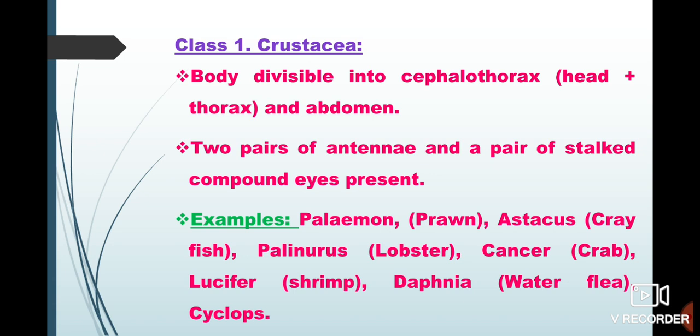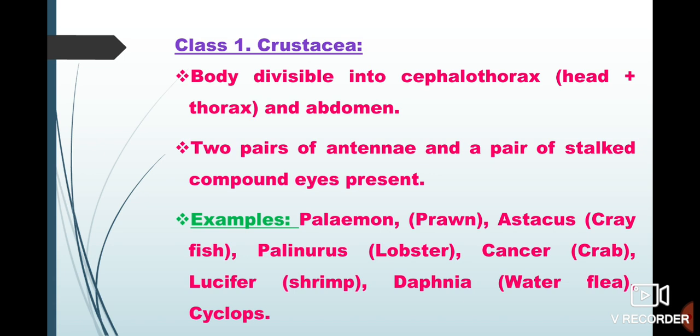Crustacea have a body which is divisible into cephalothorax and abdomen. Cephalothorax means the head and thorax are fused together. Dorsally, the cephalothorax is covered by a thick exoskeleton, the carapace, and there are two pairs of antennae and a pair of stalked compound eyes also.